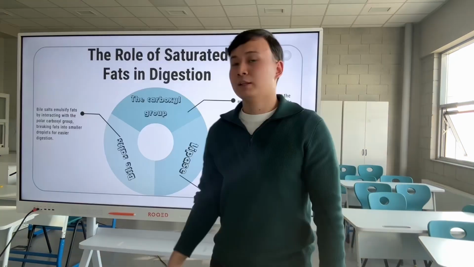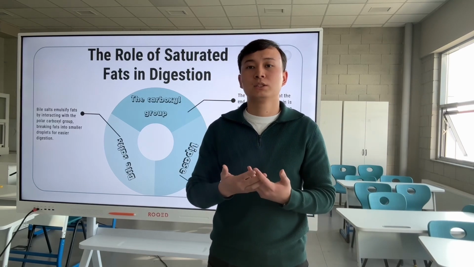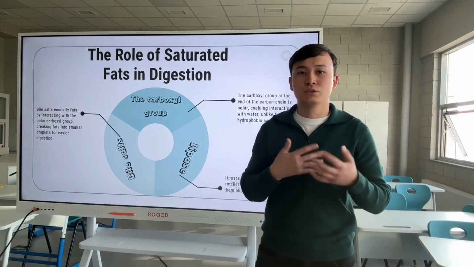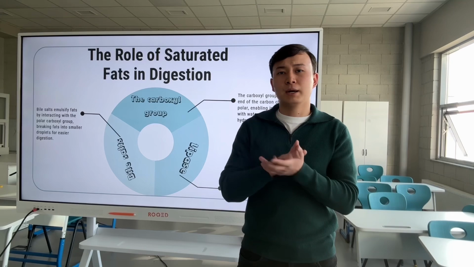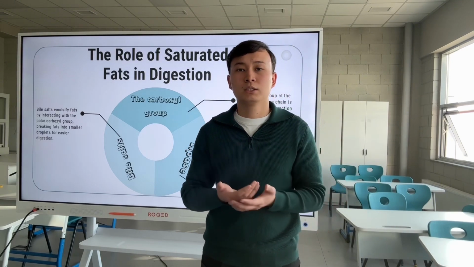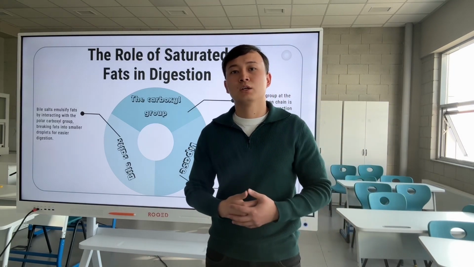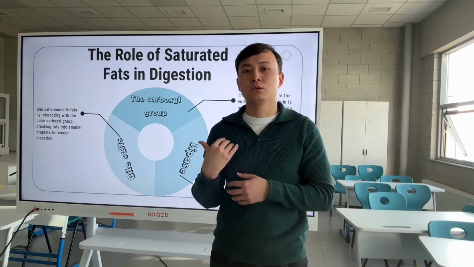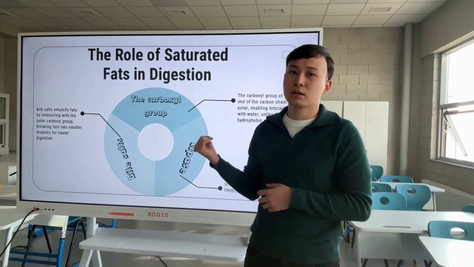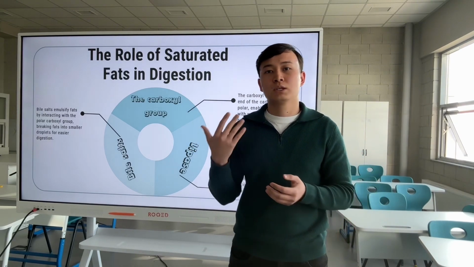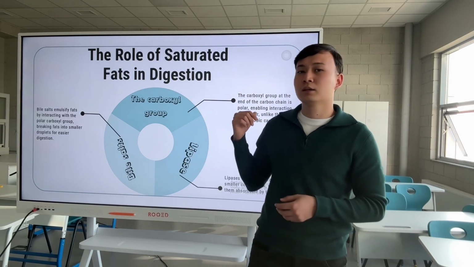Next, the role of saturated fats in digestion. The carbon chain itself repels water, and the carboxyl group at the end is different. It's polar, meaning it has positive and negative parts like magnets. This allows it to interact with water, and this is crucial for digestion. Bile salts made in the liver use this polar end to break down fats into tiny droplets, in a process called emulsification. This makes it easier for lipase enzymes, which cut up fats like tiny scissors, to do their work, cutting the fat chains. This is essential for absorbing fats.